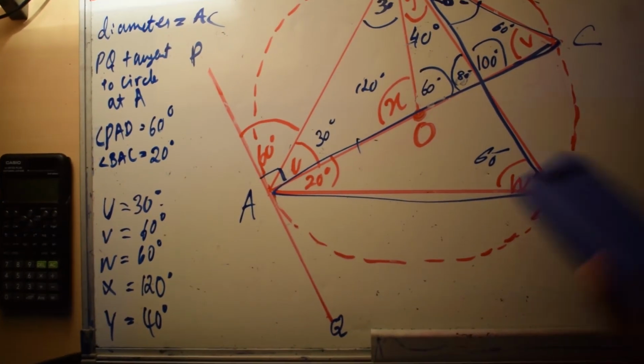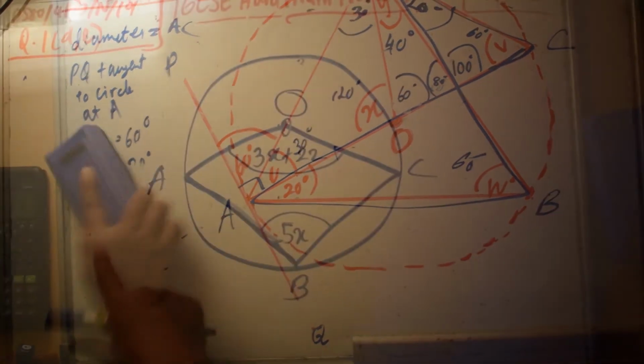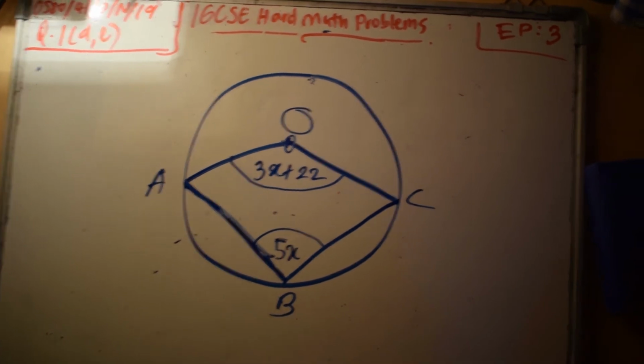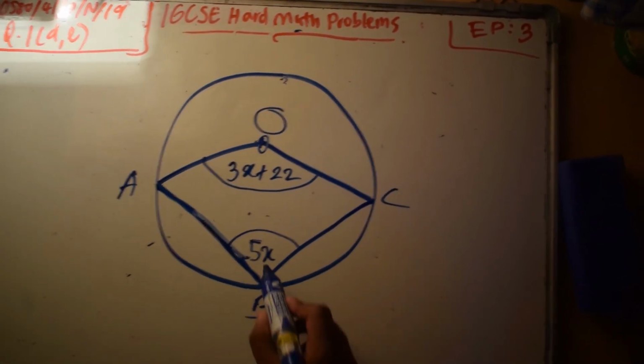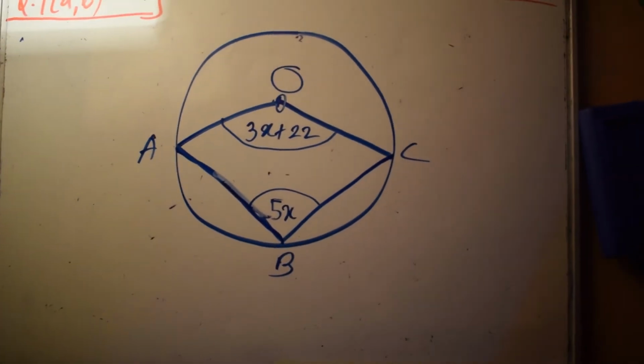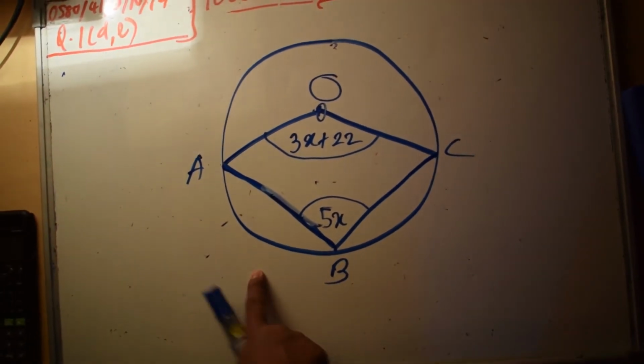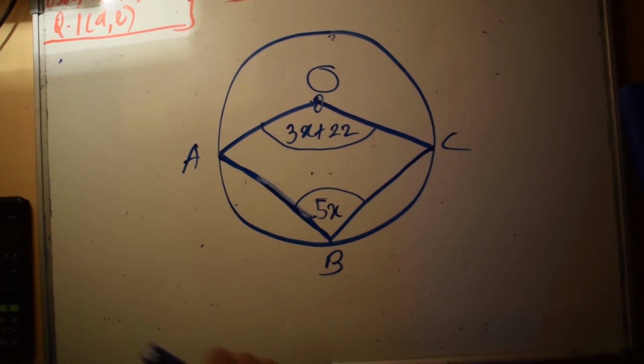Okay, now for the e part of the question, AOC is 3x plus 22 and ABC equals 5x, and we have to find the value of x. So again we use the circle theorems. So yeah, let's use the circle theorems.